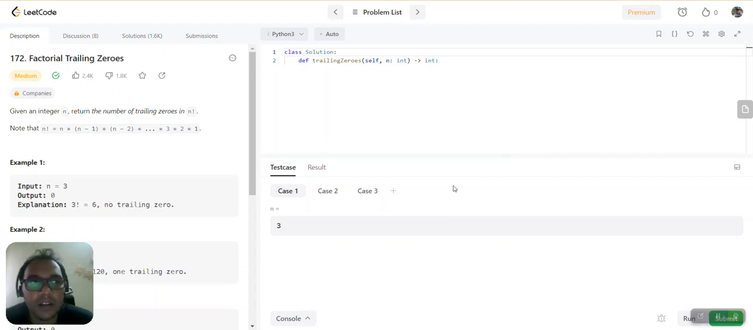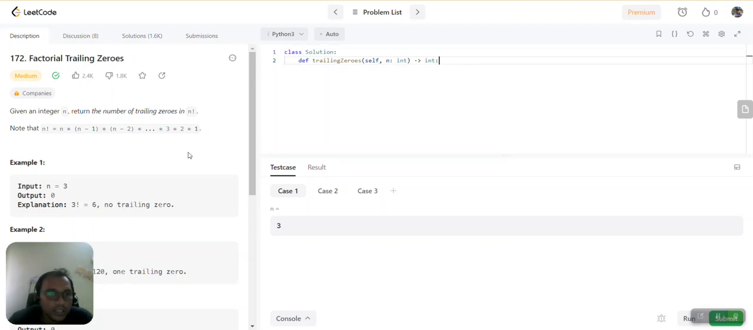Hello friends, let's solve another LeetCode problem, factorial trailing zeros. In this problem, we will be given a number n. We have to find the number of trailing zeros in n factorial. As you know, n factorial is the multiplication of n, n minus 1, n minus 2, and so on until 1.